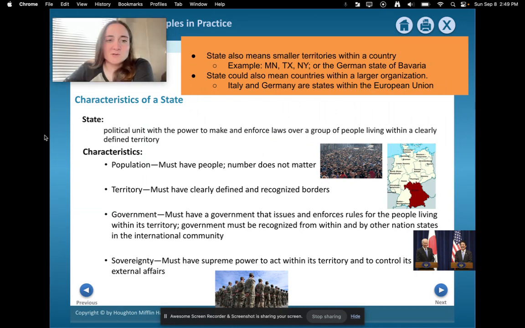Okay, so let's talk about the characteristics of a state. So a state is a political unit with the power to make and enforce laws over a group of people living within clearly defined territories.